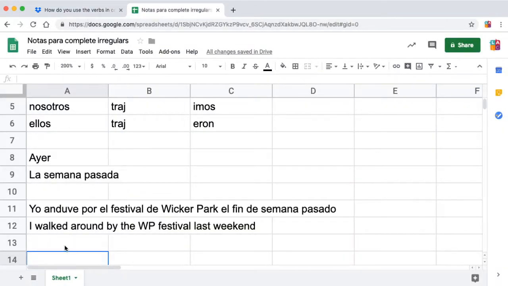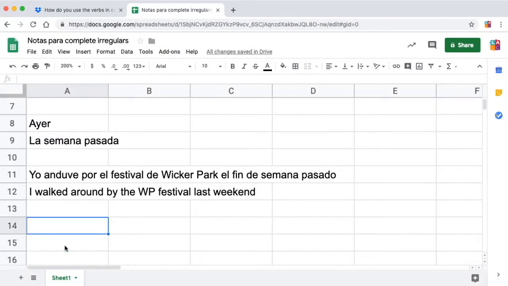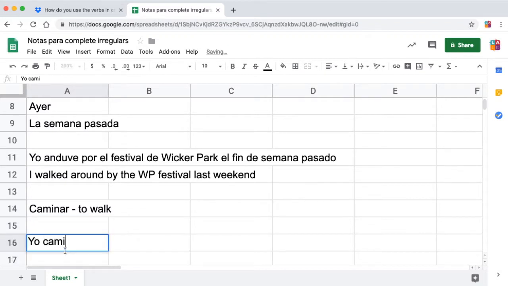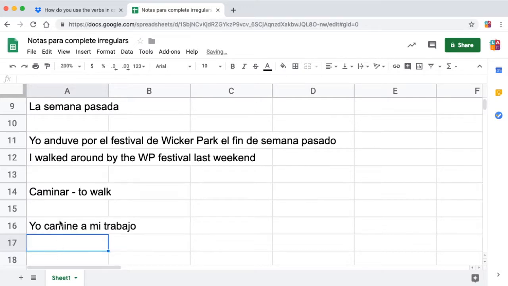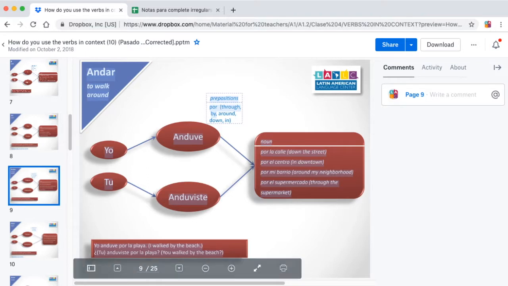Caminar, which all of my students ask about, the difference between caminar and walk. Caminar is more the literal sense. It's like to walk, not to walk around, to walk. For example, yo caminé a mi trabajo. I walked to my work. It's more specific than the other one.